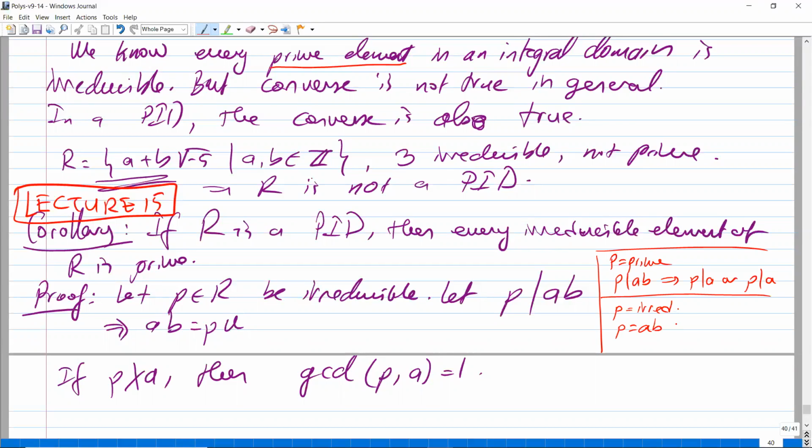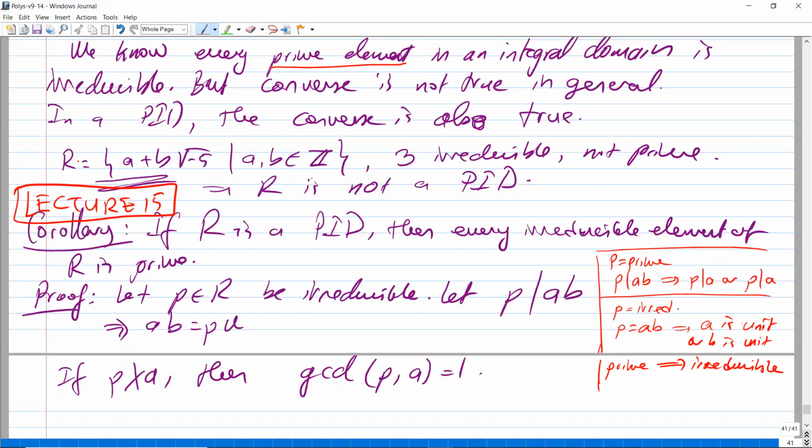And P is irreducible if you write P equal to A times B, this implies that A is a unit or B is a unit. So it cannot be factored out more. And as we know before, in an integral domain, prime elements are irreducible. Prime is irreducible. But in general, irreducible elements are not prime.